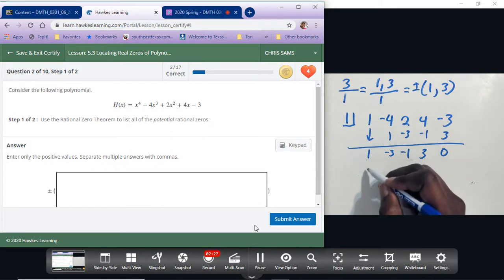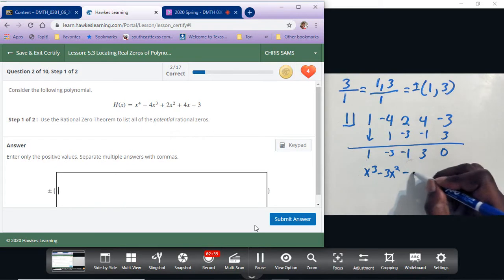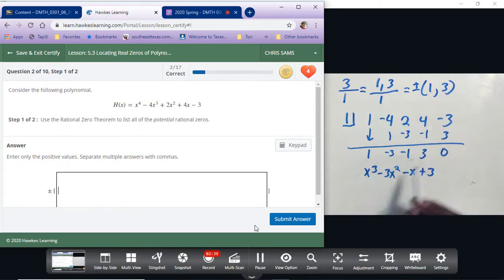So this is x cubed minus 3x squared minus x plus 3. So this is my resulting polynomial. Those are just my coefficients out front. We could try to factor by grouping. Factor by grouping is just grouping them 2 at a time.